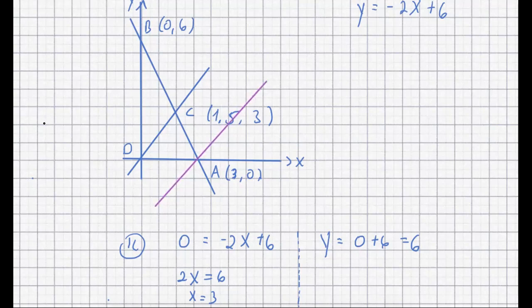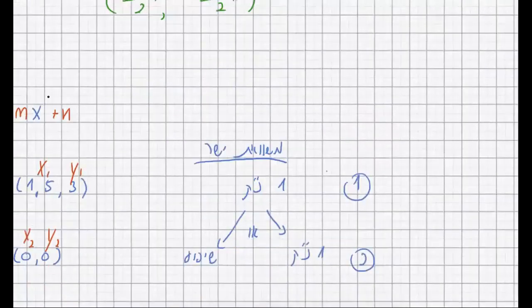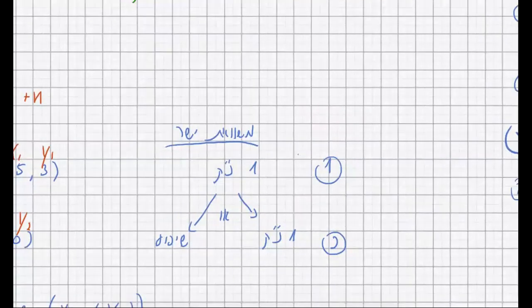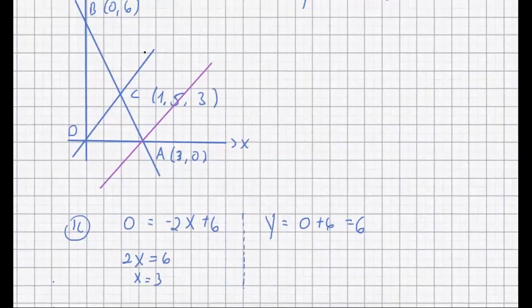They have the same slope. So now, if you remember, we need to find the equation of a line. We found the equation of DC in the previous question: y equals 2x. Now they ask us to find the equation of this line, the purple one, y equals something.